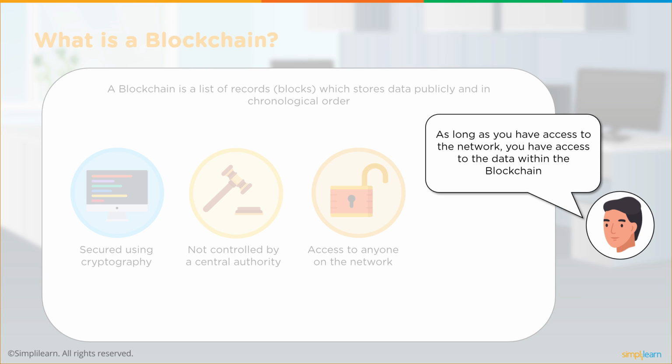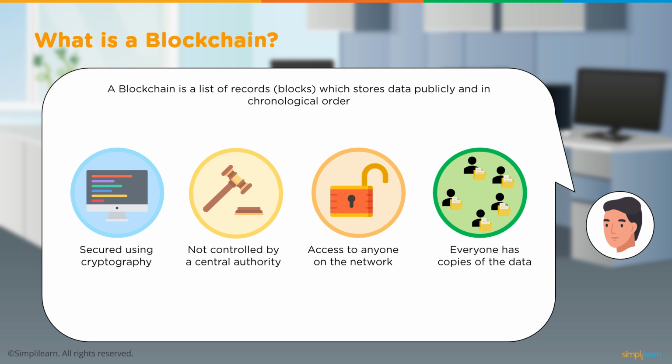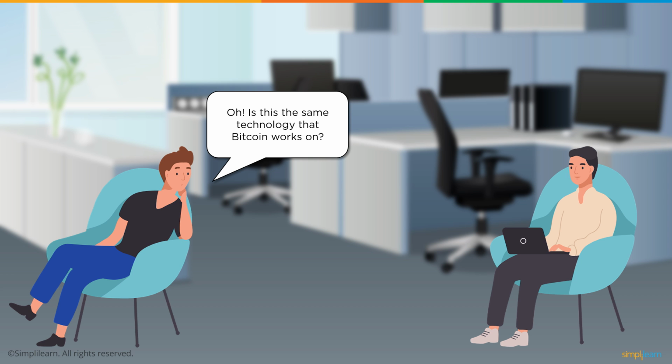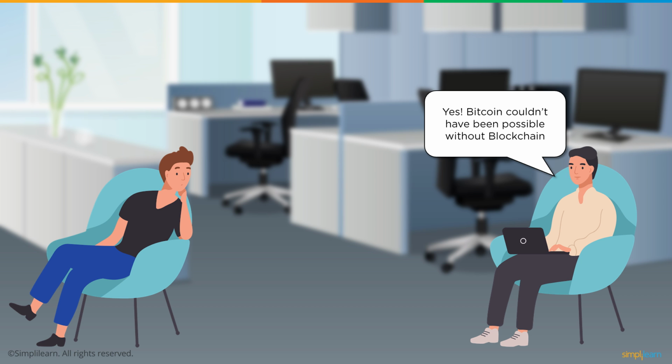If you are a participant on the blockchain network, you will have the same copy of the ledger which all other participants have. Therefore, every participant on the network has the same copy of the data, which is used for ensuring that data remains untampered. Even if one node, or data on one particular participant's computer, gets corrupted, the other participants will come to know immediately that this particular node has been corrupted and they will rectify it as soon as possible. So basically, the question is: is this the same technology that Bitcoin works on? And the answer is yes.